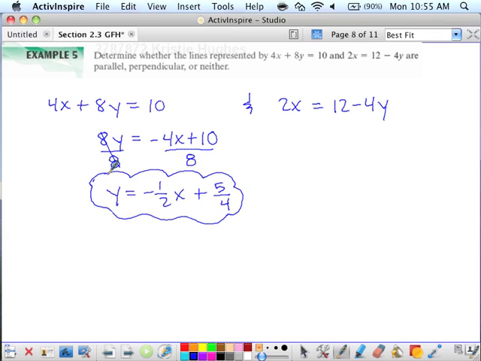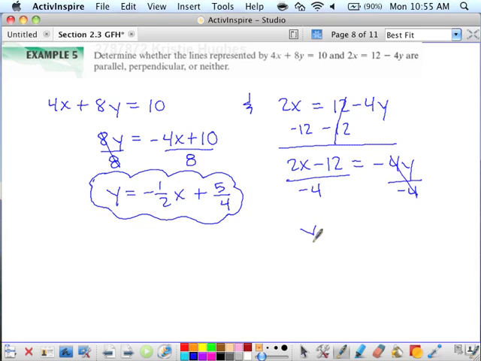Moving over now to the second line, we need to get y by itself on one side. It really doesn't matter which. So is it okay with you guys if I just subtract 12 from both sides here? So I move the 12 over to the other side. That gives me 2x - 12 = -4y. Divide everybody through by negative 4, both sides of the equation divided by negative 4. We have y = -1/2 x + 3. I just turned it around at the very end there.